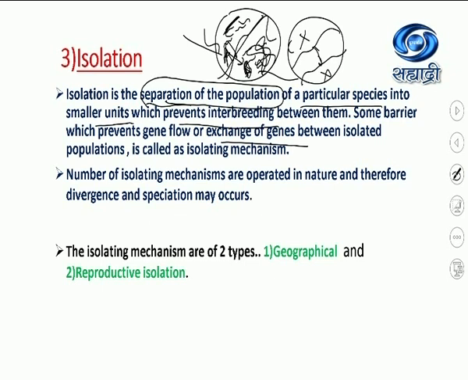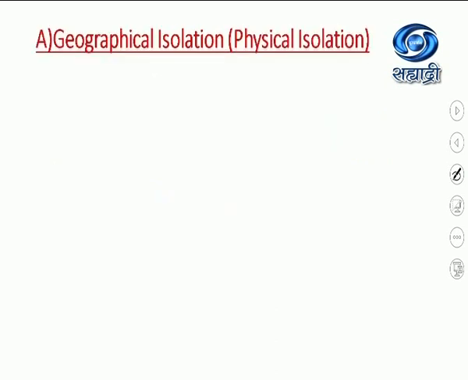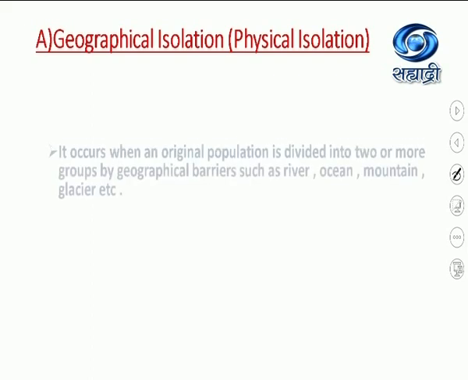Isolating mechanisms are of two types. One is geographical isolation and the second is reproductive isolation. So there are two types of isolating mechanism. I gave you the examples, mountains and rivers. These are geographical isolation. There are also reproductive isolations. Let us see geographical isolation, that is physical isolation. There are some barriers and physically the organisms cannot meet each other to interbreed.